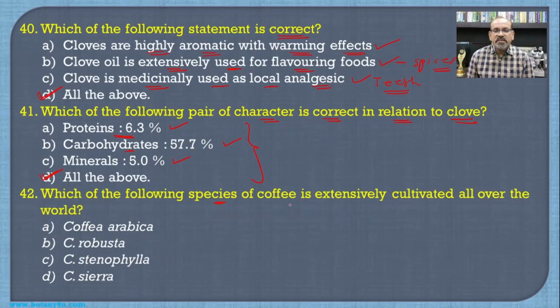Which of the following species of coffee is extensively cultivated all over the world? If you see the different species cultivated for the production of coffee, you will find that only Coffea arabica contributes 92% of the coffee production, and it is extensively cultivated in the world. Hence Coffea arabica is the answer for this question.